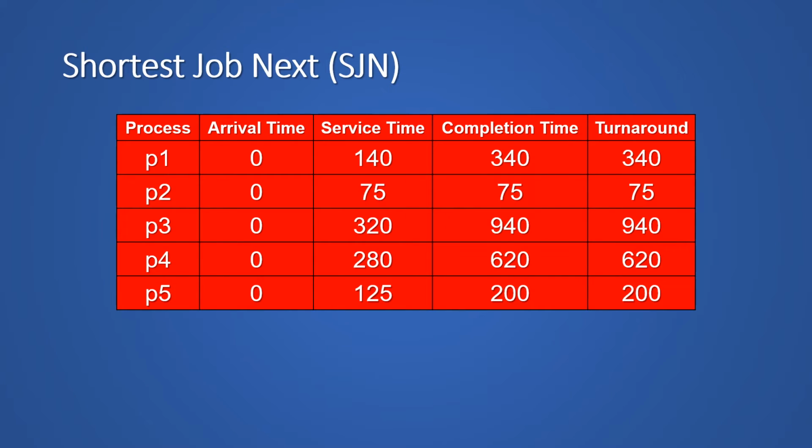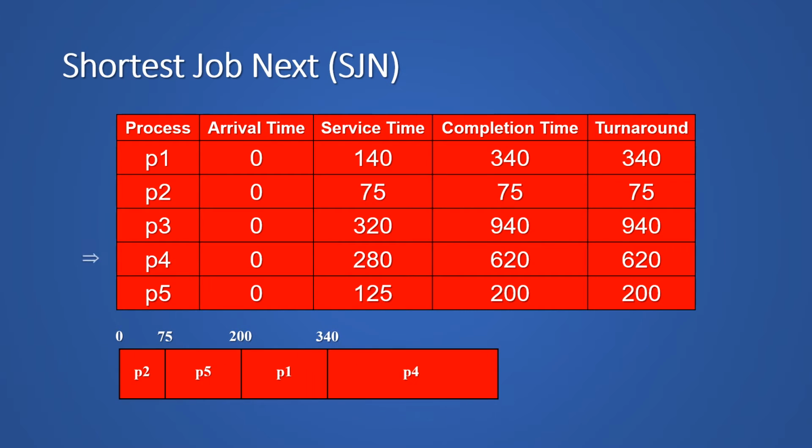All of the 5 jobs, P1, P2, P3, P4 and P5, arrive at the same time. The operating system will compare them and find the shortest service time to execute. Therefore, job P2 will execute first, job P5 next, job P1 continues, and later follows job P4 and P3.